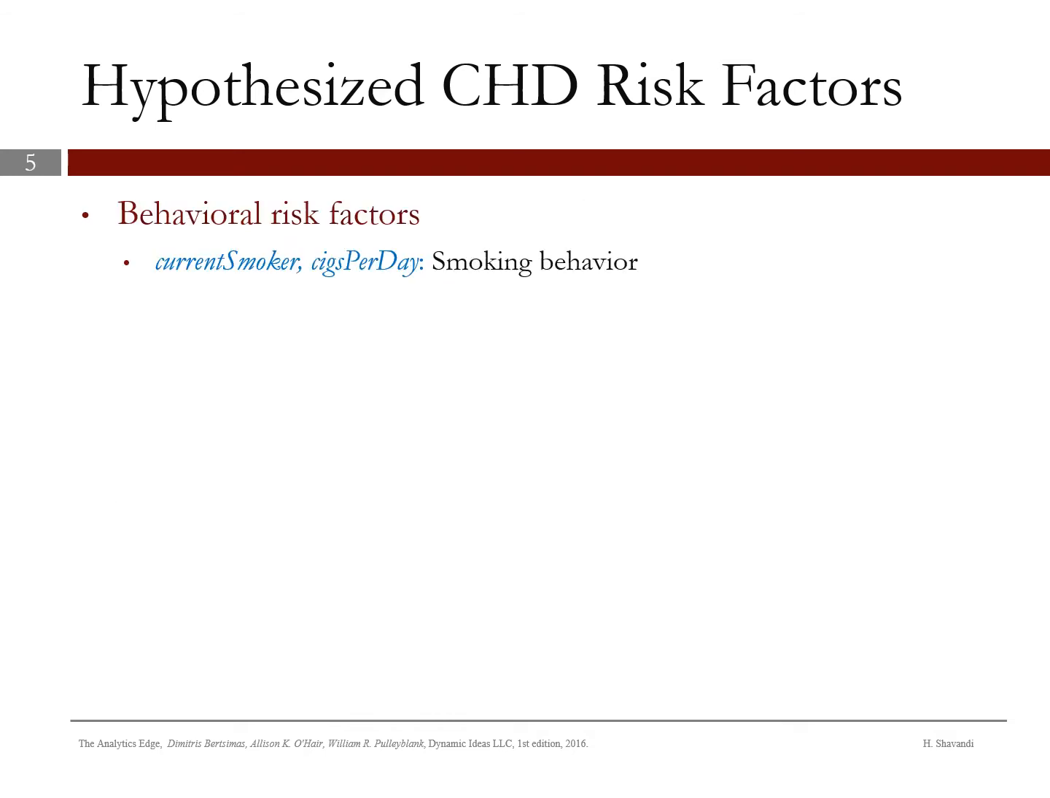The second category of risk factors is behavioral risk factors. Here we have 2 variables, current smoker and cigarettes per day. Current smoker is a binary variable, so a value of 1 means the patient is currently a smoker and 0 means not. And cigarettes per day is the number of cigarettes smoked per day.